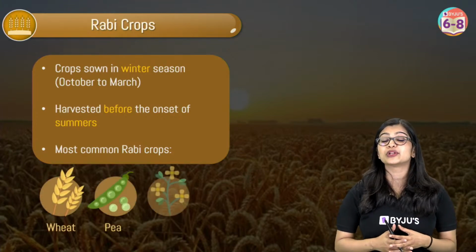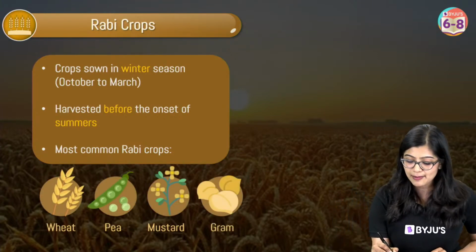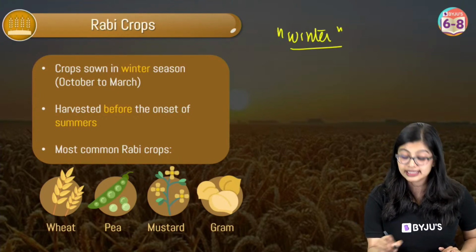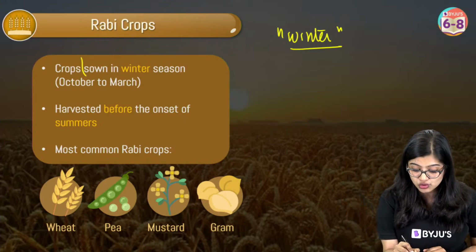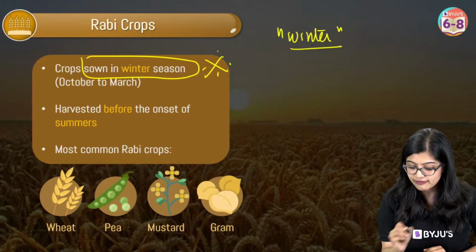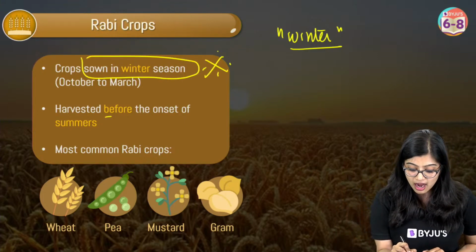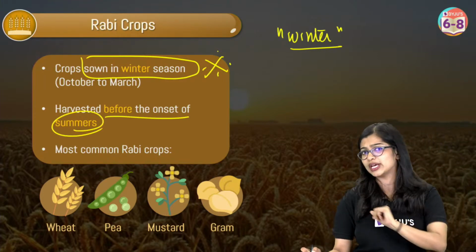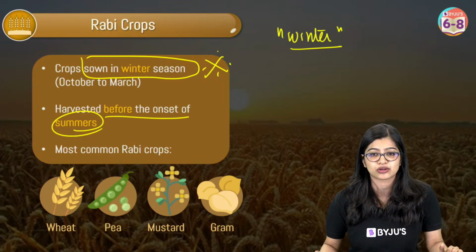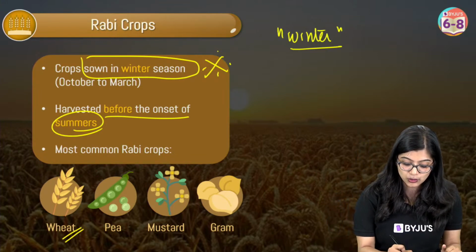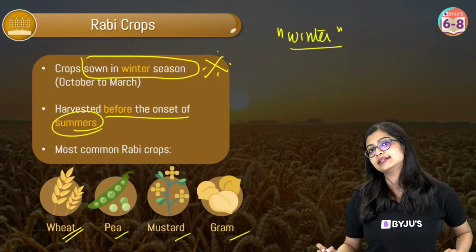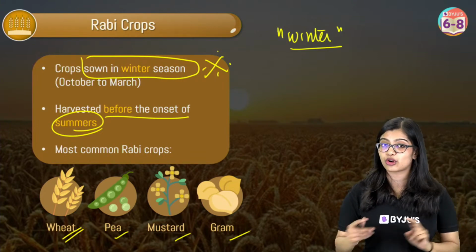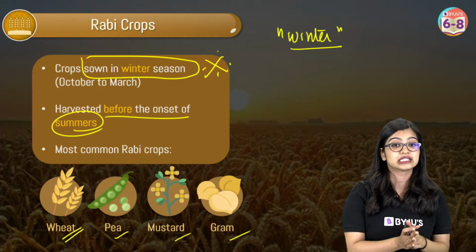On the other hand, when we talk about Rabi crops, Rabi again comes from the Arabic word which means winter. In this case, the crops are sown in the winter season. Very, very important. And they are harvested before the onset of summers, around February time. Roughly, I'm giving you an approximate. Some examples include wheat, pea, mustard and gram. So these are the two main crop types that are mentioned in the textbook.